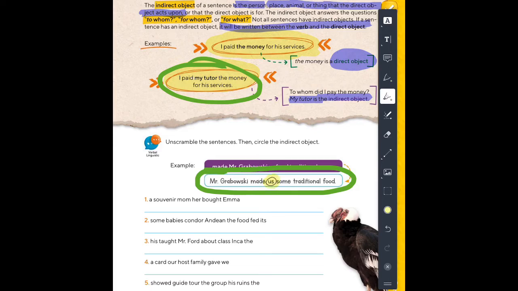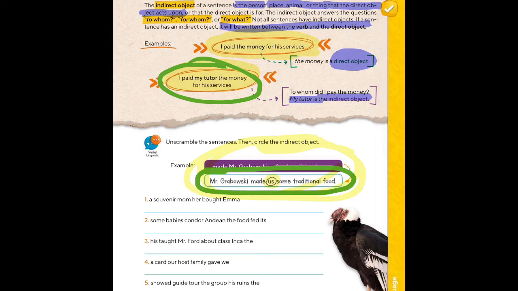Then you have 6 sentences, okay? You need to write them in the correct order. Remember that they are mixed. You need to unscramble. And when you unscramble them and the sentence makes sense, that you can read it and understand it, that means it's correct. You are going to circle the indirect object, like this example here. So that's it for page 77 and page 78.